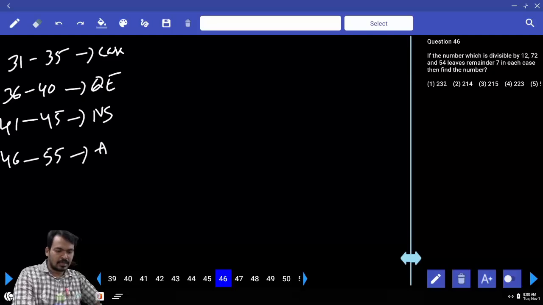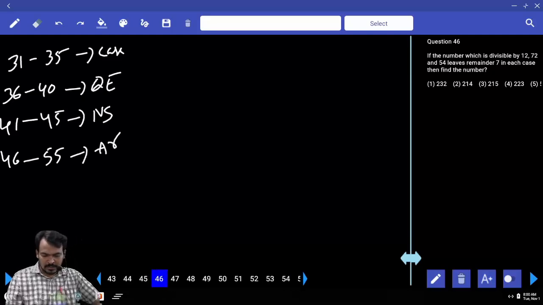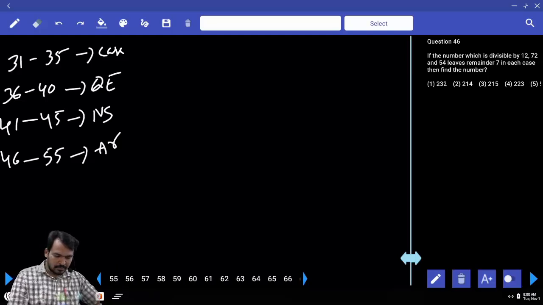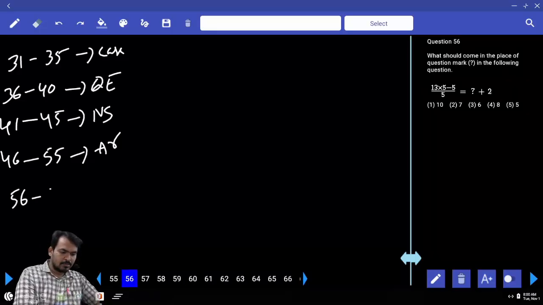Arithmetic questions are single items. Next, 56 to 65, Simple equations.